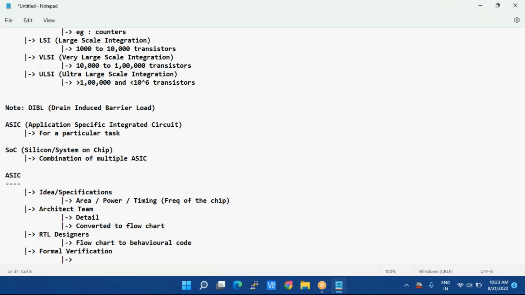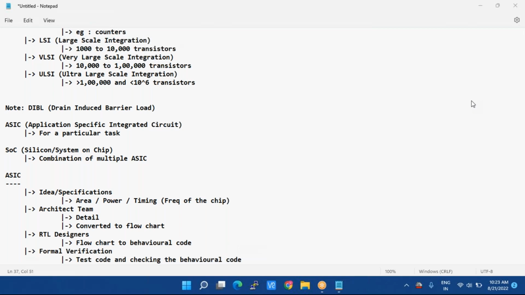Okay, formal verification, test code generation, test code.